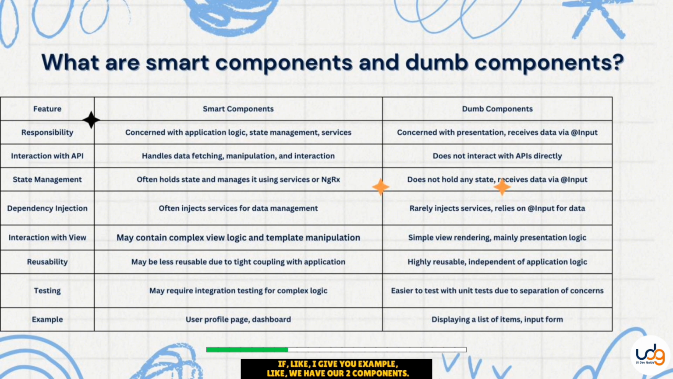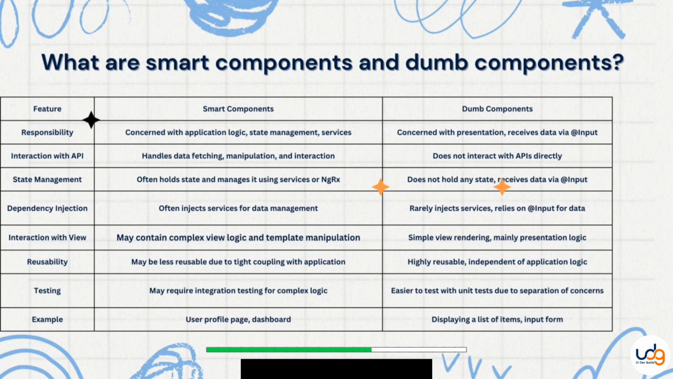Let me give you an example. We have two components, one parent and one child. In the parent view we have an API of users, and we create a child component to view that user data. We pass that user API data into the child component. The child component here is a dumb component, because it does not have its own data and logic. If we pass data to that component, only then will it work.